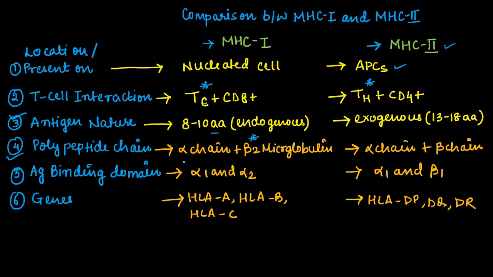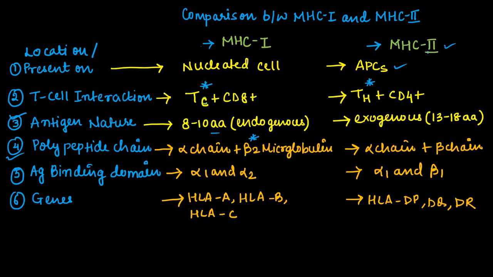Fourth point is about the polypeptide chain. In case of a class 1 MHC molecule, there is a single polypeptide chain of alpha and there is one beta 2 microglobulin. I have already mentioned that if there is a removal of beta 2 microglobulin from the alpha chain, there will be non-functionality of MHC class 1. It is not going to perform its normal function because beta 2 microglobulin is a mandatory factor which should be connected with the alpha chain for the proper functionality of the MHC class 1 molecule.